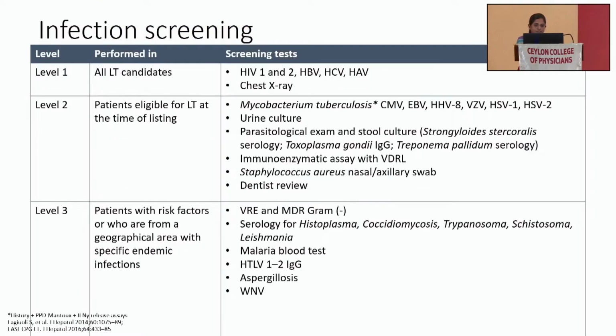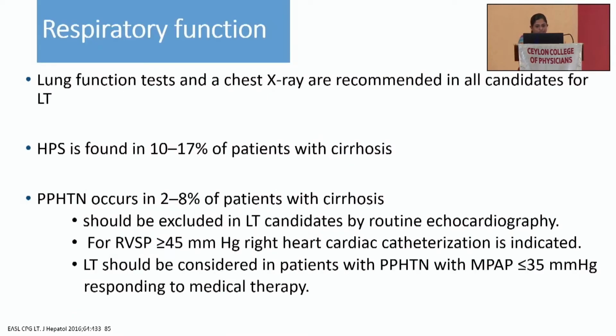HIV, hepatitis B and C, and chest X-ray should be done. For those who are eligible for liver transplantation, you need to screen for tuberculosis, urine culture, parasitological screening, VDRL, MRSA, and a dental and OMF referral. Depending on the epidemiological region, there are certain endemic infections, so we need to screen for those also. In our setup, especially, a malarial blood test should be done.